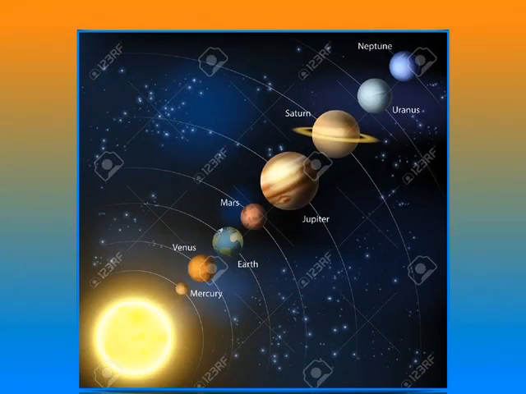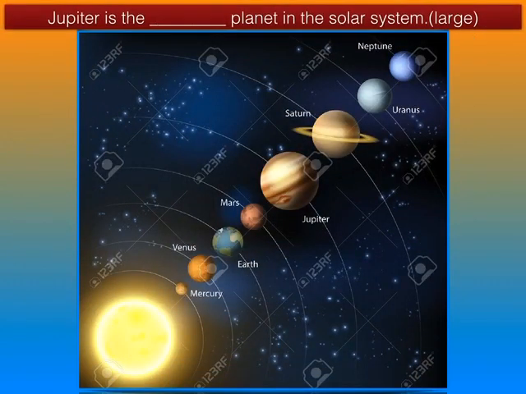So students, here we can see the whole solar system. And in this solar system, Jupiter is the dash planet in the solar system. So here we are talking about Jupiter, which is the dash planet. So students, any guesses which form of adjective we are going to use? Yes, we have to use superlative form of degree because Jupiter over here is compared with rest of the planets in the solar system, and so we would be using the superlative degree.